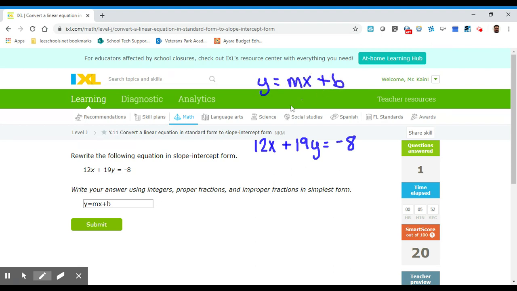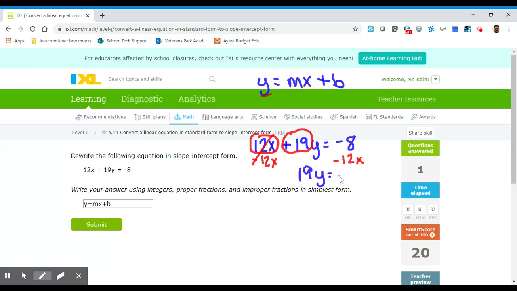So as I said before, a smart thing to do is just go ahead and circle the terms that you need to get rid of so that you have just the y on the left. So that would be 12x and this positive 19. So let's start by getting rid of the 12x by subtracting 12x from this side. Then we're going to subtract 12x from this side. It's going to cancel this, and it's going to leave you with just the 19y on the left.